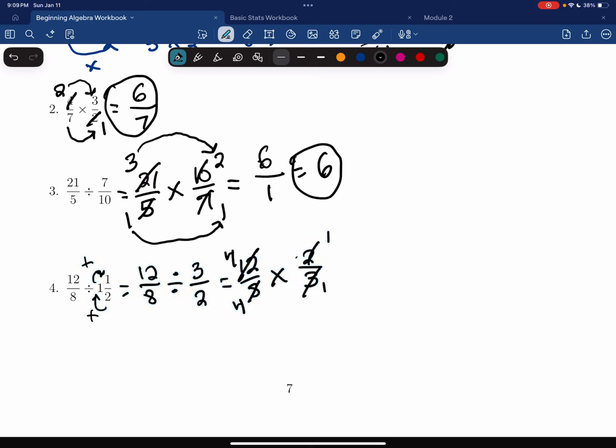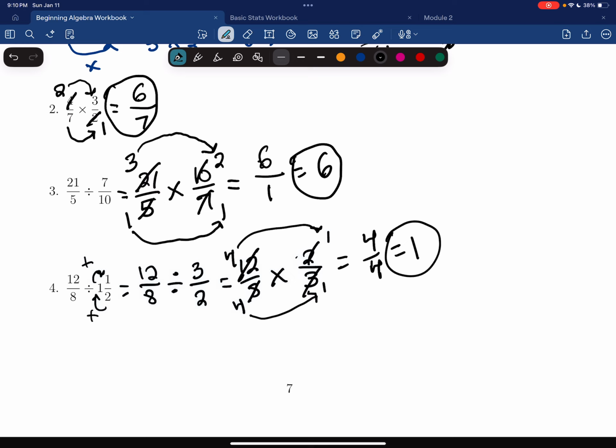Now that we fully cross reduce, let's multiply our numerators and denominators. We have 4 times 1 and 4 times 1. Well, that just ends up becoming 4 over 4. 4 over 4, well, that just equals 1. And that's our final answer.